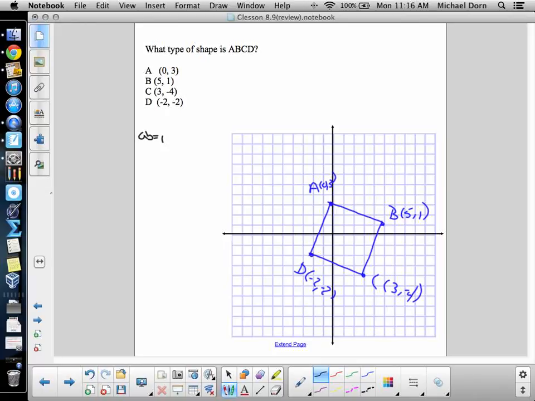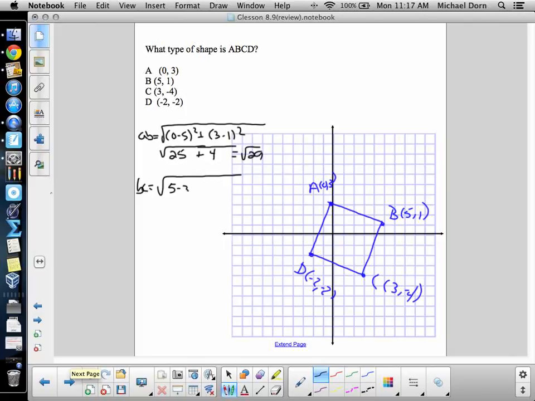AB. So 0 minus 5, 3 minus 1. That's negative 5 squared, square root of 25, plus 2 squared, which is 4, so square root of 29. BC: 5 minus 3, 1 minus negative 4. That's 2 squared plus 5 squared. So square root of 29.